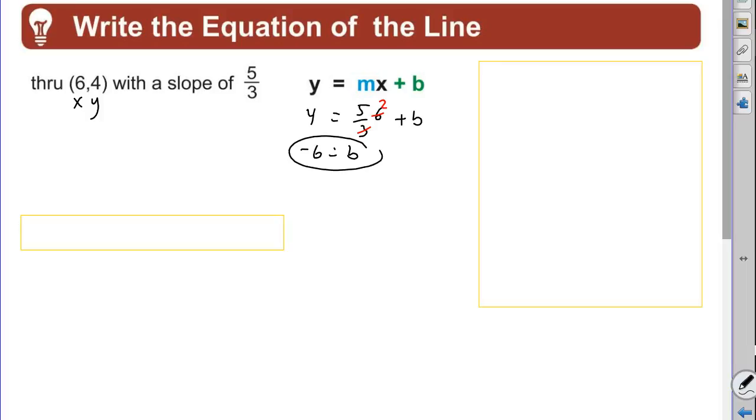I now have the slope. I now have the y-intercept. I can write the equation of the line. y equals 5/3, the slope, x, minus 6.